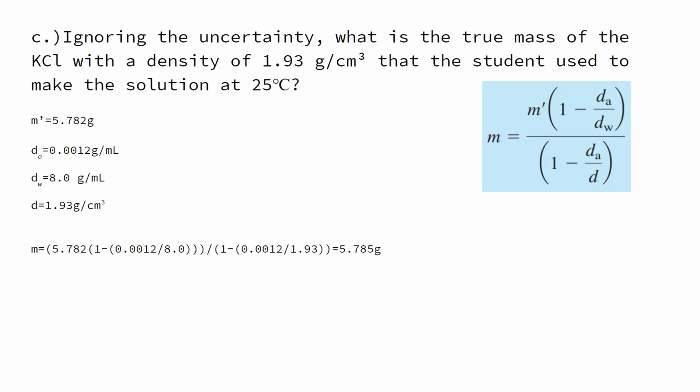After knowing all this information and plugging into the formula, we get that the true mass of the potassium chloride is 5.785 grams.